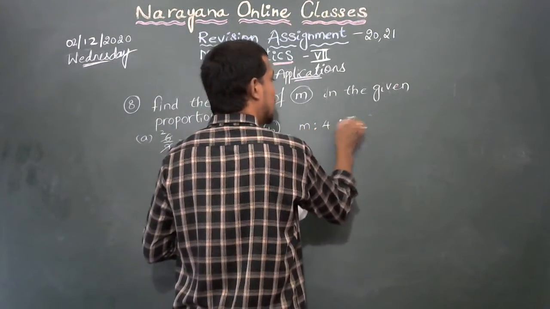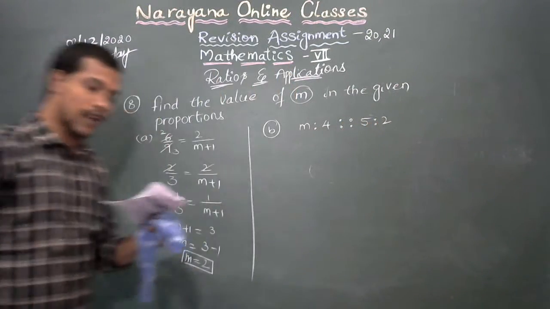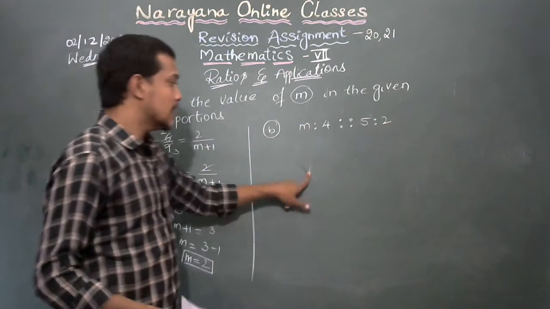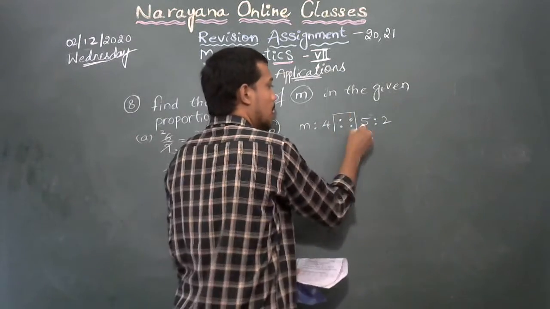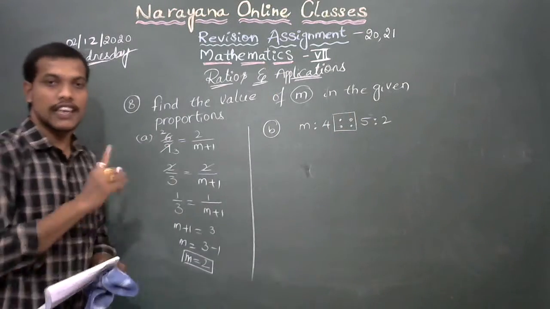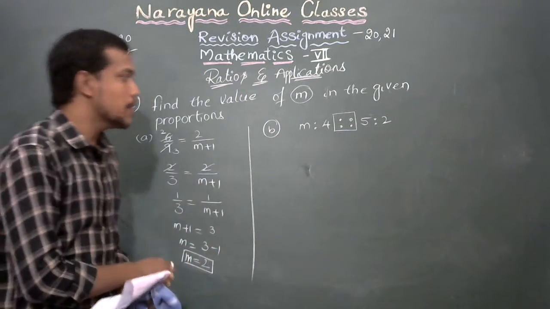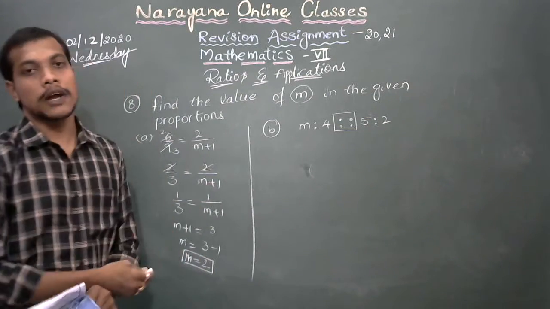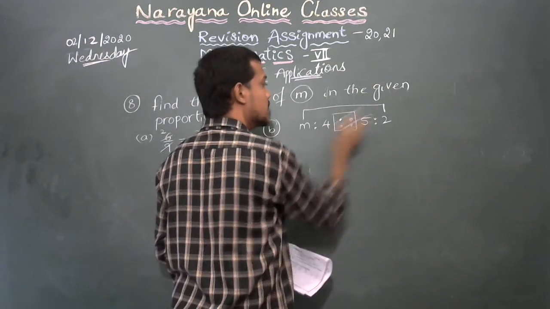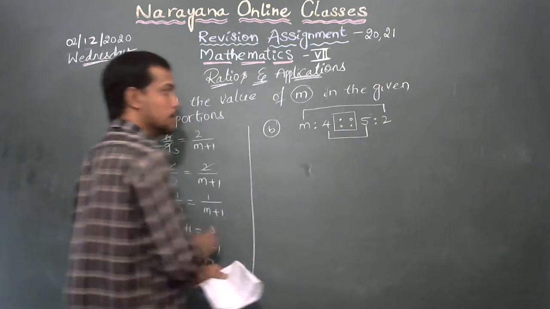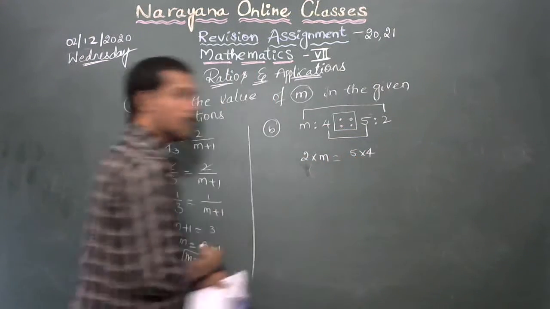m is to 4 as 5 is to 2. When they give these types of sums, the symbol here means "is as to". So when they are given in this type of symbol, we need to remember: product of means equals product of extremes. So 2 into m equal to 5 into 4.